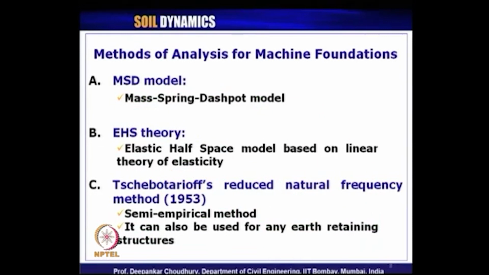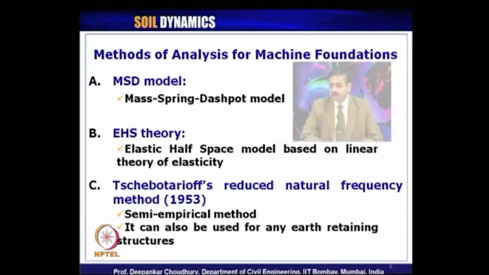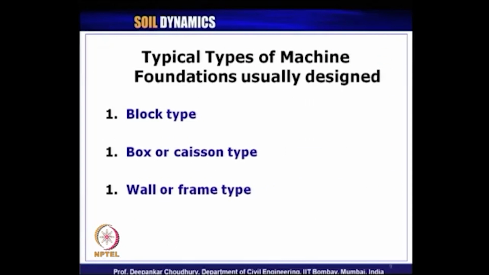Various methods of analysis are there for machine foundation design. First one is the MSD model, that is mass spring dashpot model. Second one is EHS theory, that is elastic half space theory based on linear theory of elasticity. And the third one is a semi-empirical method, which is known as Tschebotarioff's reduced natural frequency method. And typical types of machine foundations usually designed are block type, box or caisson type, and wall or frame type.